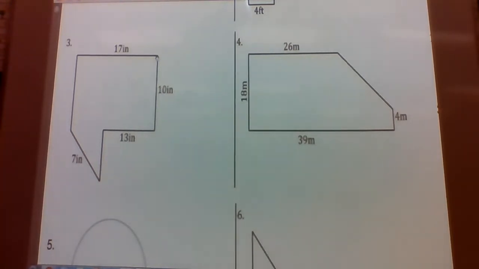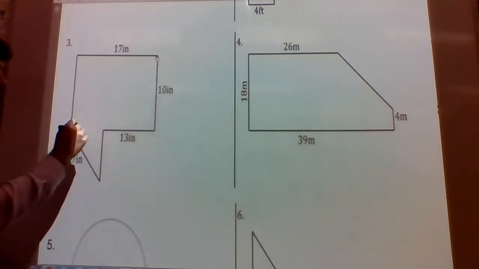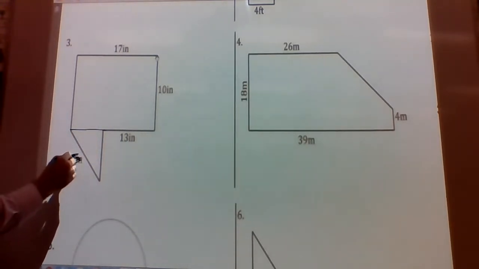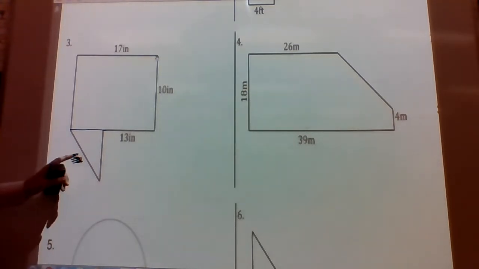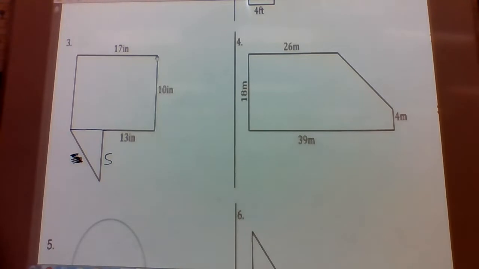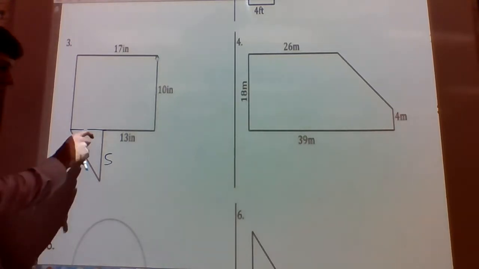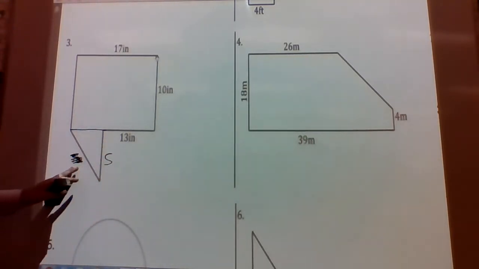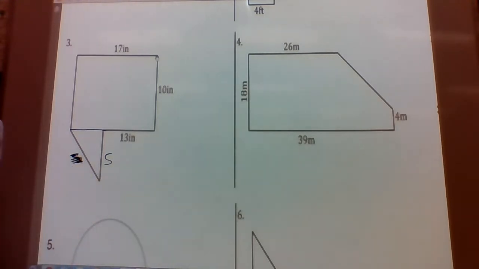So for number 3, we can divide it into a rectangle and a triangle. Again, we didn't want to make it too complicated, so we erased that and made this side 5. So this is the problem we want to work with. We're just putting 5 there again to make the problem easier, because in reality you have to then do Pythagorean theorem. So it's just easier if we have the problem say 5 instead of 7 for our purposes.